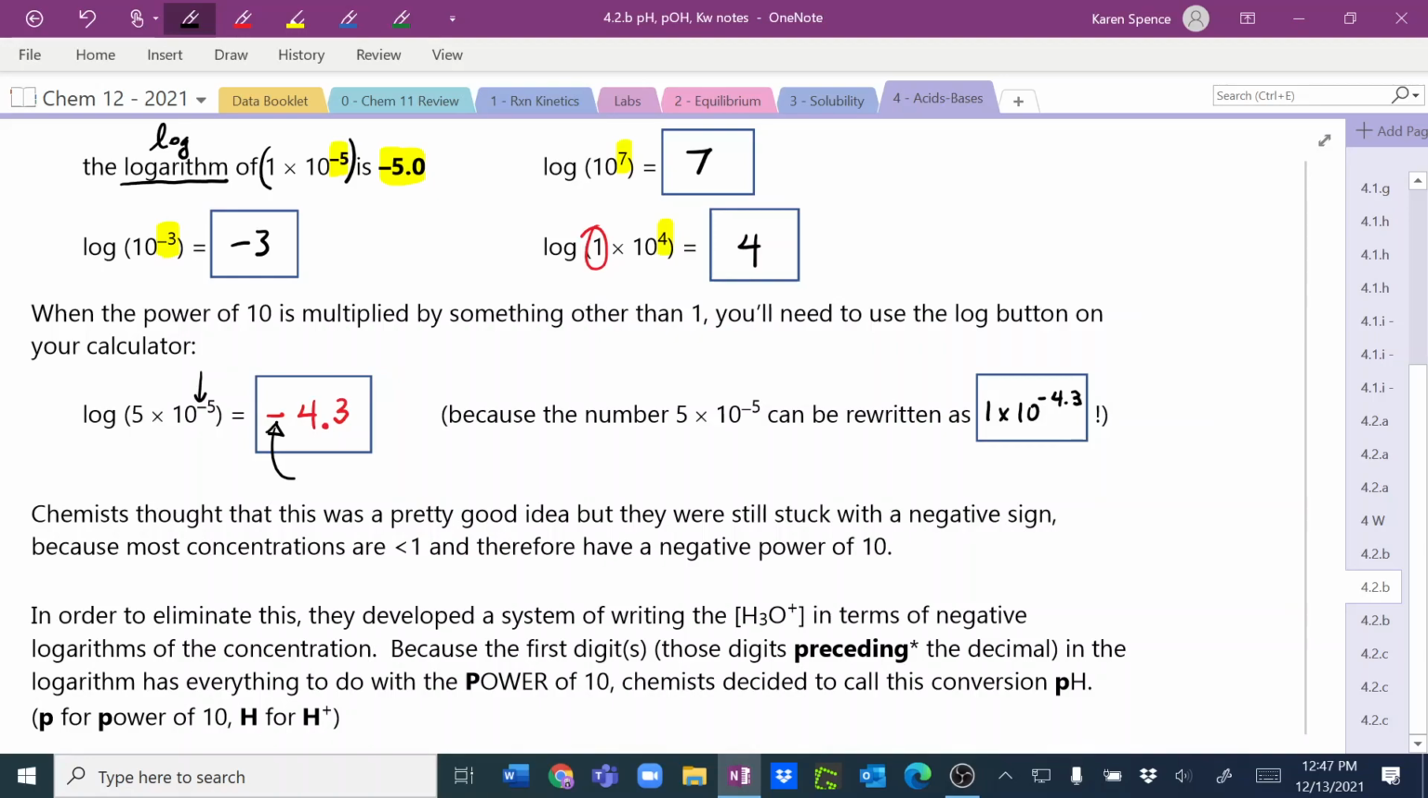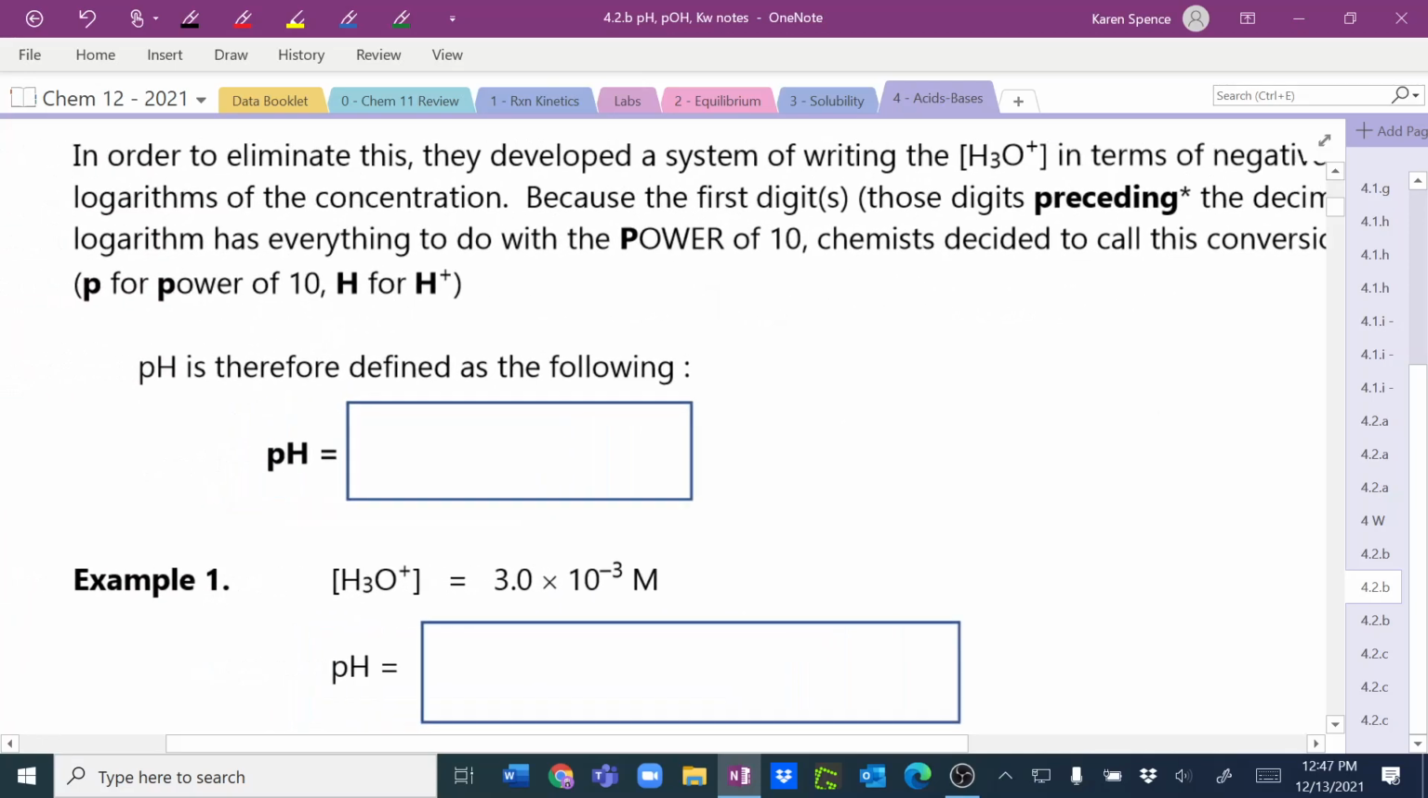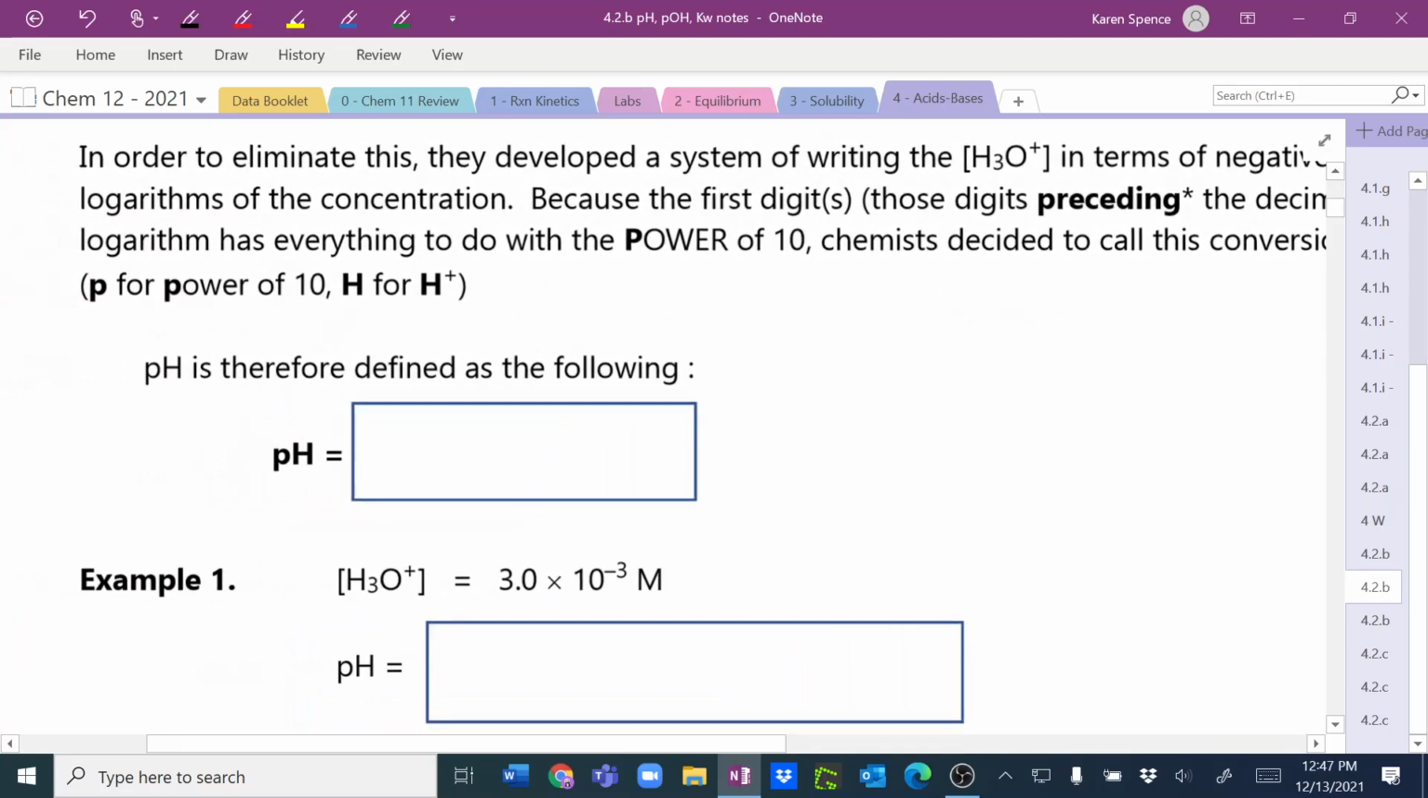So in order to eliminate this, they thought, okay, let us take the negative of the logarithm, which will just change the sign for us. So all our negatives will then become positive. Therefore, for pH, we don't just take the log of the hydrogen ion concentration, we take the negative of the log of the hydrogen ion concentration.